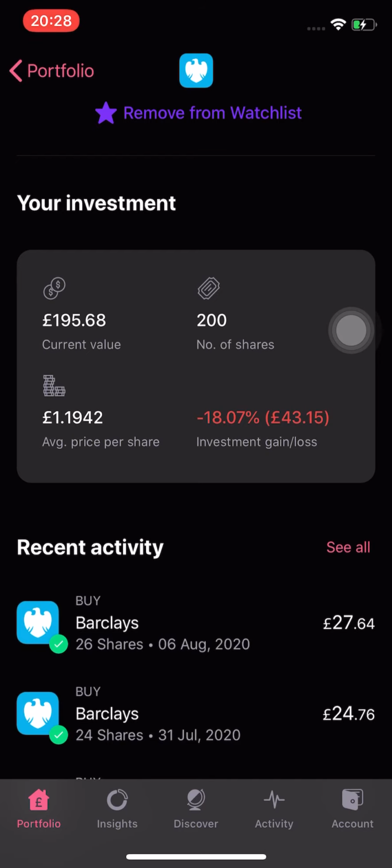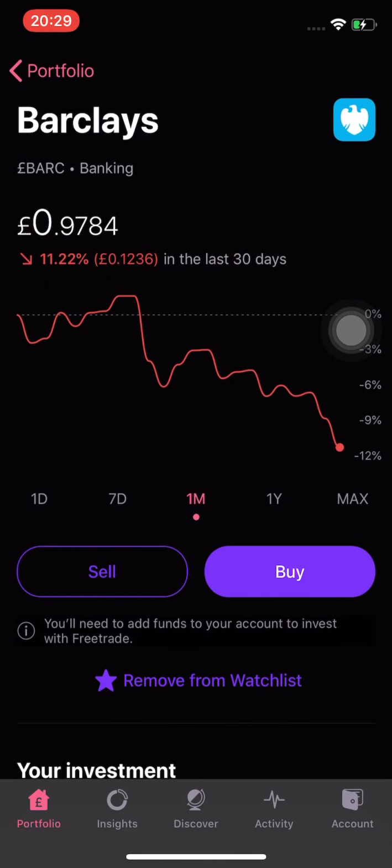My average price is at £1.19p. I am down 18.07%. That's £43.15p in the red. So it's not doing too well. It has had quite a bumpy ride over the last month. It did hit a high of £1.11p, but it's gone down to 97p at the moment.